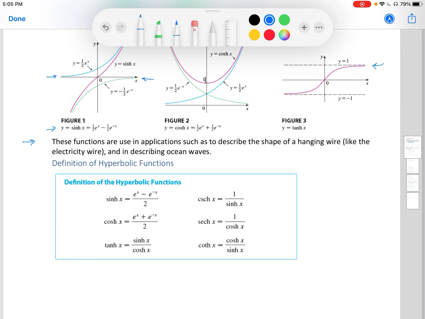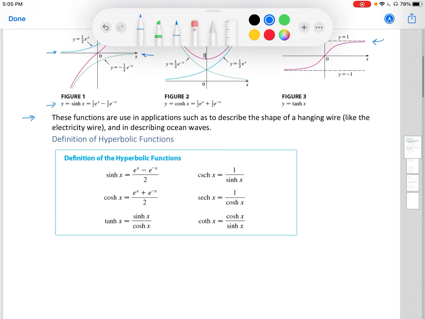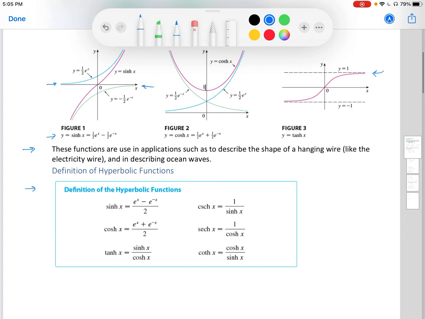These functions are used in applications such as describing the shape of a hanging wire, like an electricity wire, or describing ocean waves. And here are the functions which we just saw the graphs of. Hyperbolic sine of x is e to the x minus e to the negative x, divided by 2. Hyperbolic cosine of x is e to the x plus e to the negative x, divided by 2. Hyperbolic tangent is hyperbolic sine divided by hyperbolic cosine, and their reciprocals are also listed. We will talk about inverses soon.